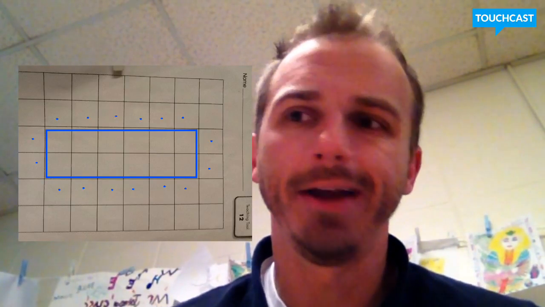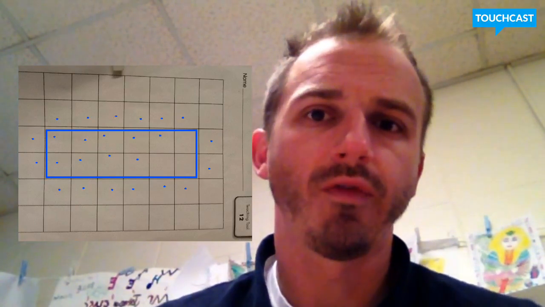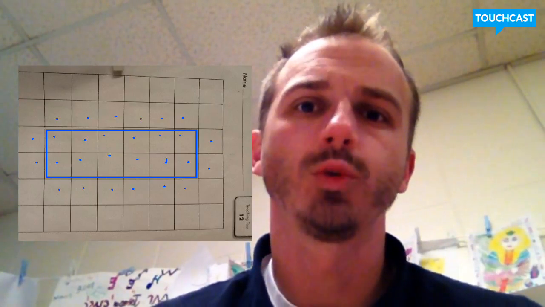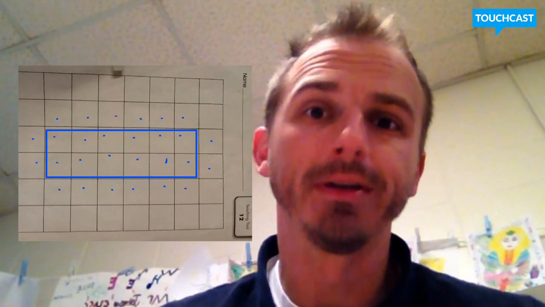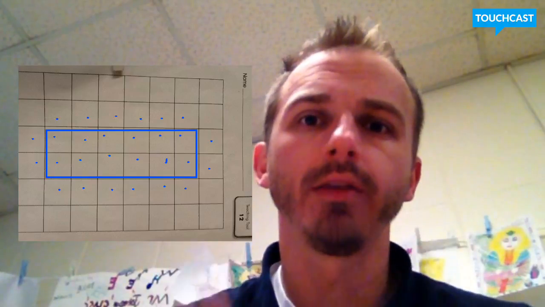Now let's count the area inside. 1, 2, 3, 4, 5, 6, 7, 8, 9, 10, 11, 12. So 16 units for the perimeter, and then 12 square units for the area. So we're getting closer. We're bringing those numbers closer.